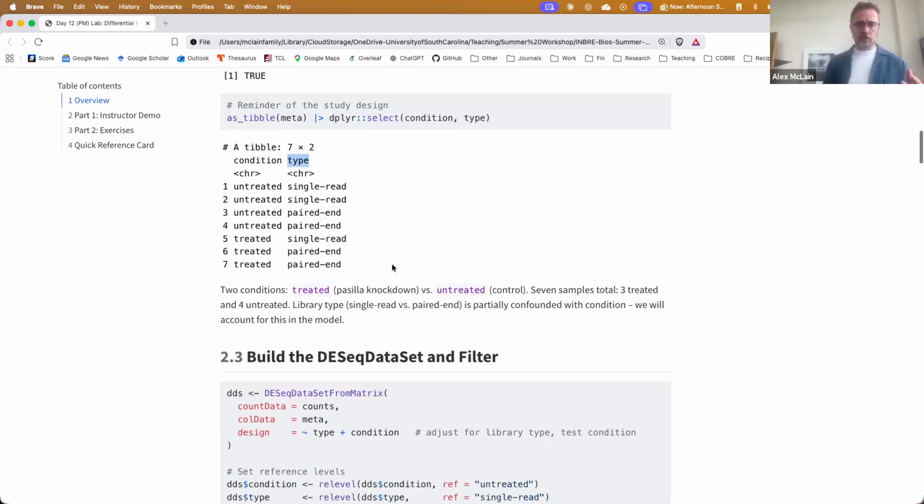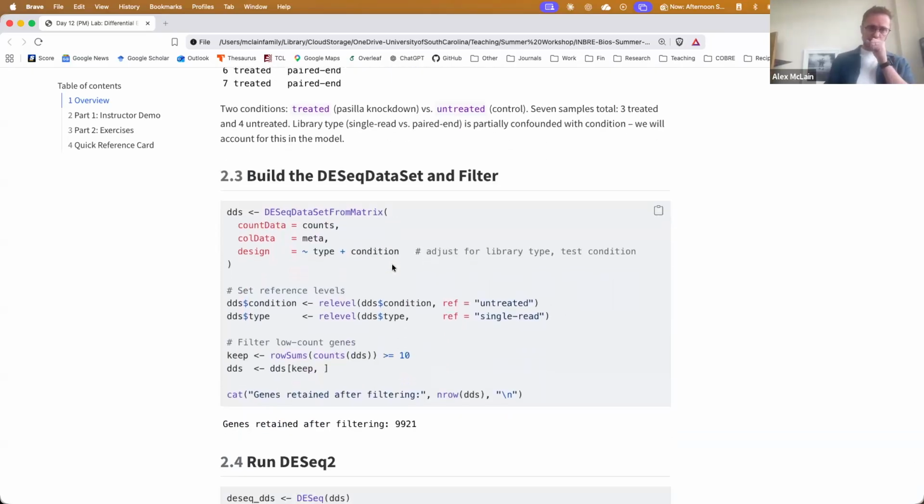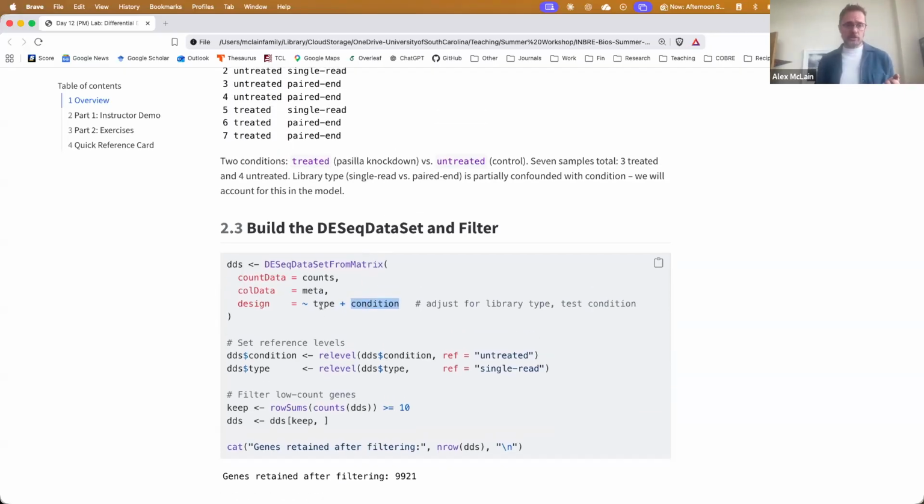So what we would want to do in this situation is when we run the DESeq function, we would want to have both type and condition in our model. We have type first because what we are interested in is condition, which we should have second. So whatever variable you're interested in, you put that second. If you wanted to see what genes are different by type, we would flip those around. But here we're interested in condition, which is those that are untreated and those that are treated by the Priscilla knockdown.